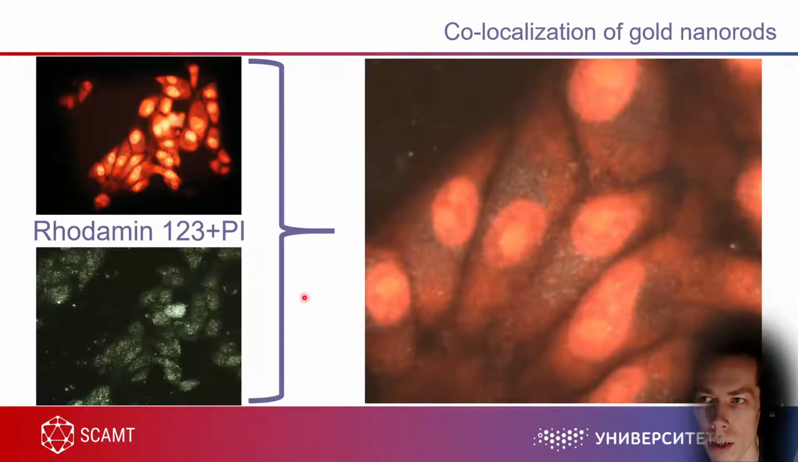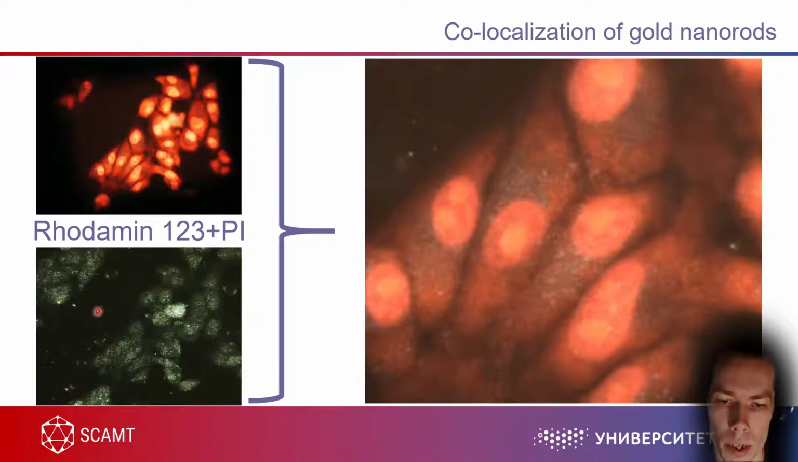Here it's a co-localization of gold nanorods with some cell organelles stained by rhodamine 123. As you can see, probably not very good, but still. It's a staining of cells with rhodamine plus propidium iodide, and rhodamine stains mitochondria. It is used not just to stain mitochondria, but to observe the mitochondrial potential, and according to this potential, this fluorescent dye can fluoresce differently.